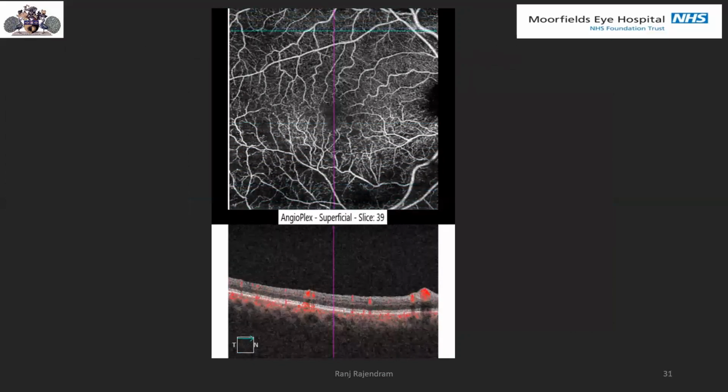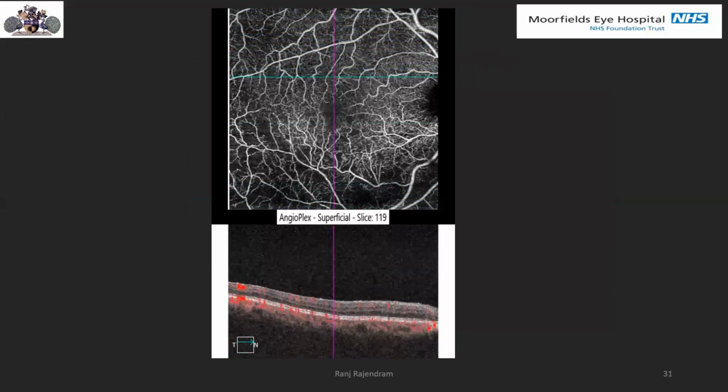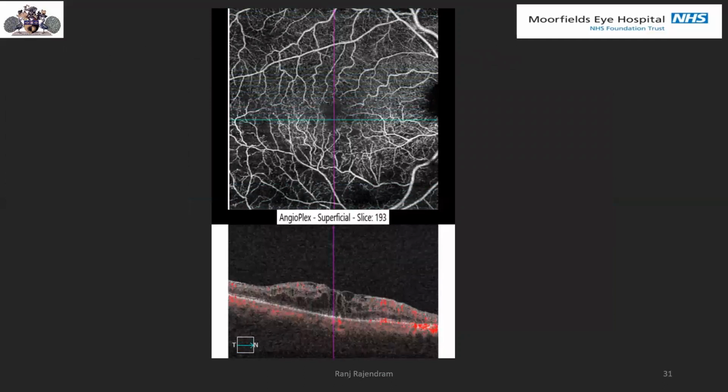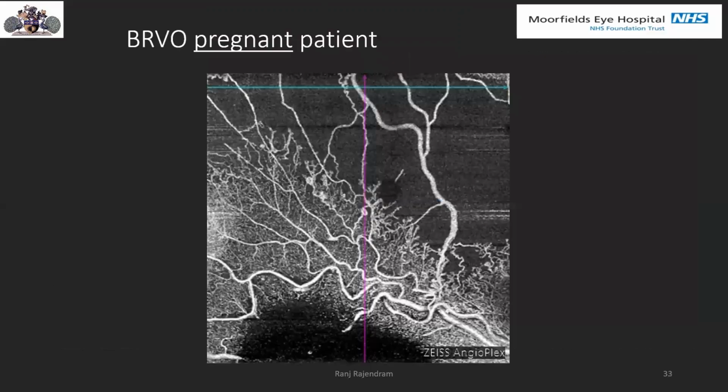So it's important, again, to discuss treatment options with the patient, and that they will need regular monitoring and management, and what they expect from this course of treatment. Here we look at the angio-CT, we can see that increased capillary spacing and ischemia.